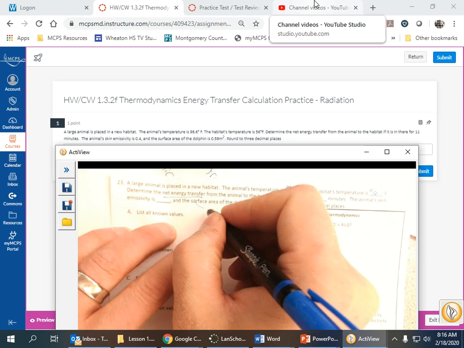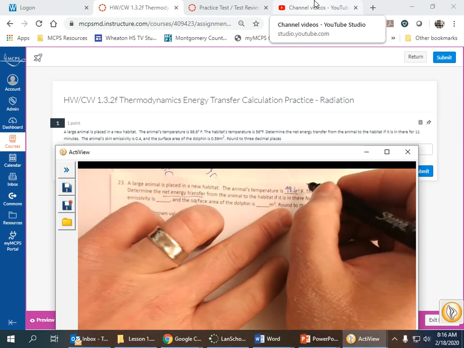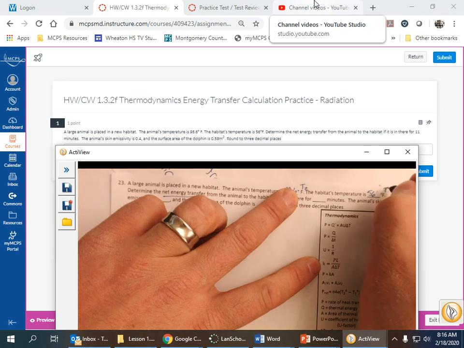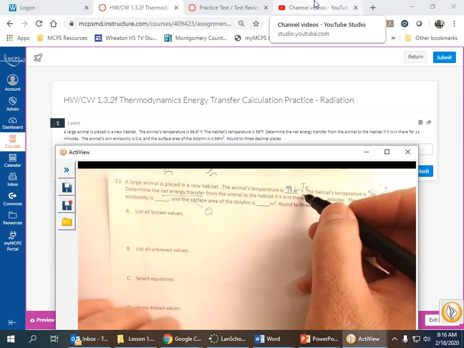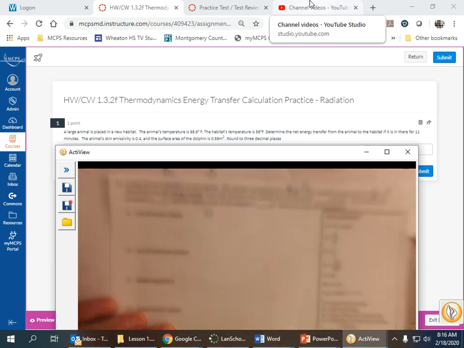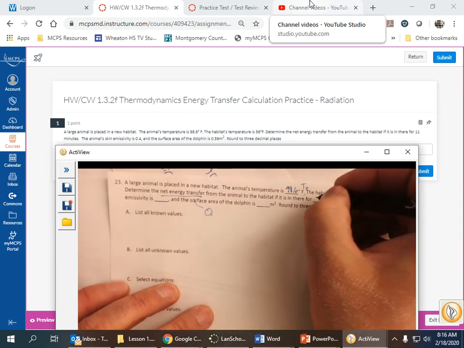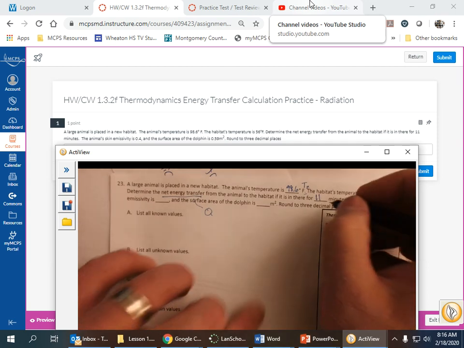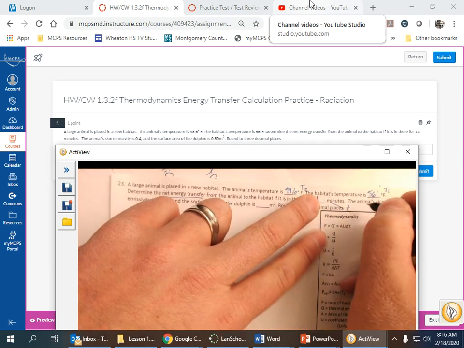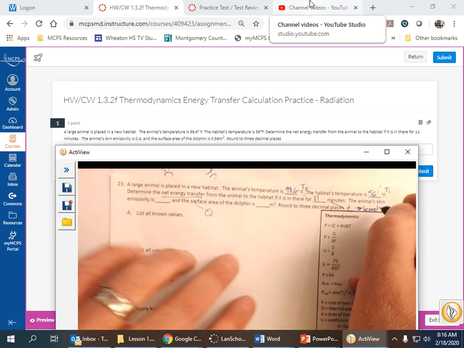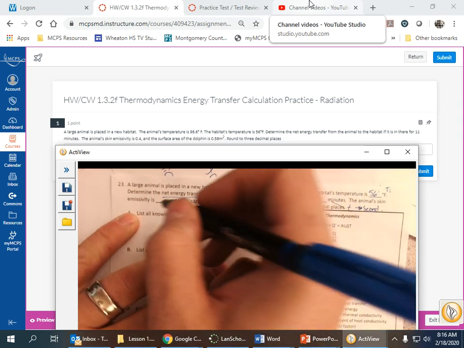So I know that that's Q. And these are just temperature, we'll call it temperature 2 and temperature 1. The big one will be 2. The small one will be 1. And it says that we're going to leave that animal there for 11 minutes. So I know that that's going to be a lowercase t, and I'm going to have to convert it into seconds. The animal's skin emissivity is 0.4.